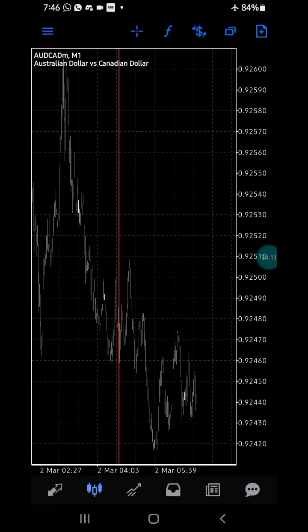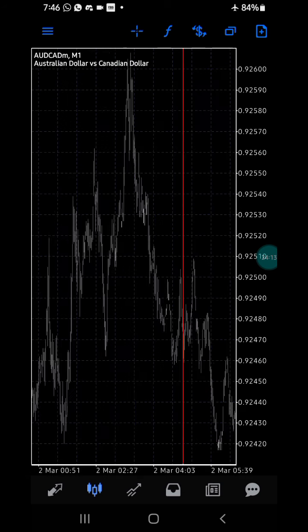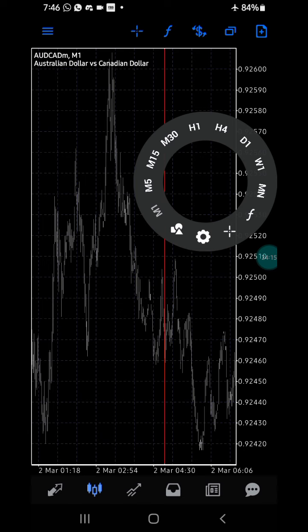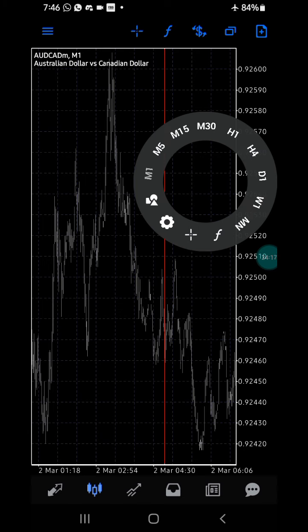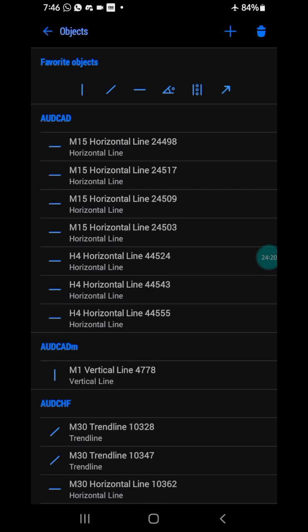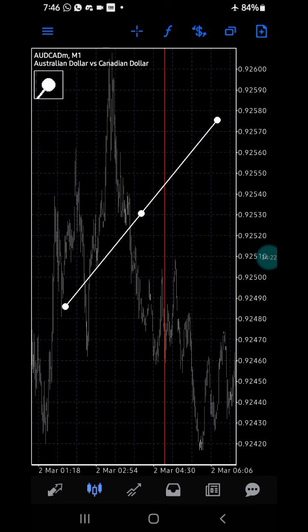In subsequent videos I will be doing that, because I don't want this video to be so long. Then I go back again, I tap on the screen again, click on that same icon, and pick another tool, and they have different colors. You can also change the colors.